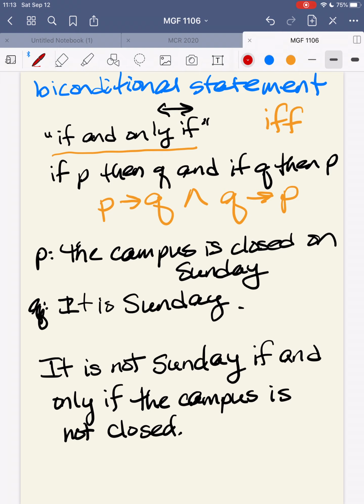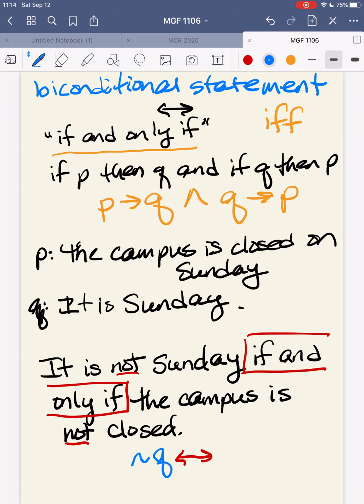It is not Sunday if and only if the campus is not closed. There's my biconditional statement. Looking at my if and only if, that means I have the double-ended arrow. It is not Sunday, that's my negation of Q. On the other side, we have the campus is not closed. So the campus is not closed is a negation of P.